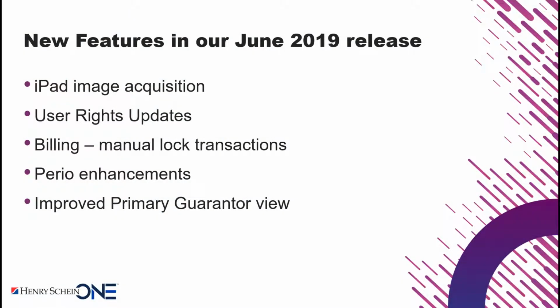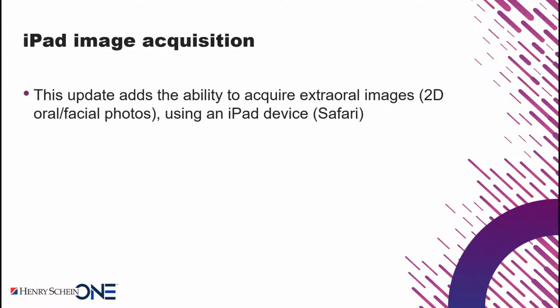Specifically, the new features in our June release. We're going to be covering iPad image acquisition, user rights updates, manual lock transactions, some Perea enhancements, and an improved primary guarantor view. So, jumping right in with the iPad image acquisition, this update adds the ability to acquire extra oral images, 2D oral facial photos, selfies if you like, using an iPad device on Safari.